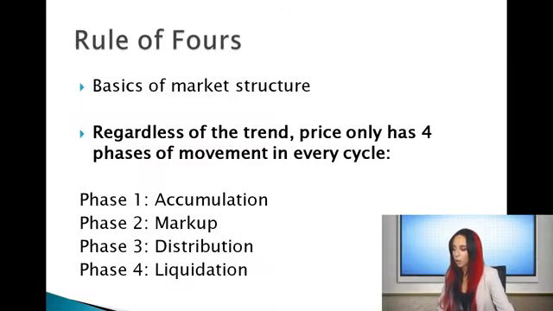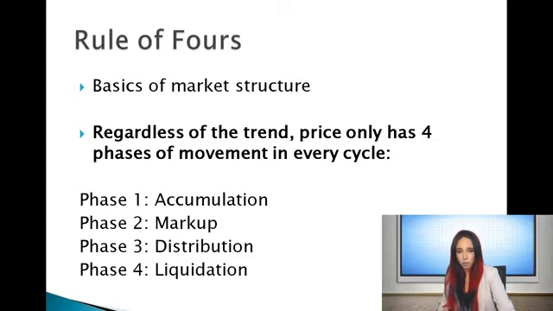Okay, next up, looking at a basic market structure. I call this the rule of fours. So let's have a look at what this rule is exactly. Here's the big secret. There are only 4 phases of market movement. And it's completely irrelevant whether it's an uptrend or a downtrend. They're still the same 4 phases.